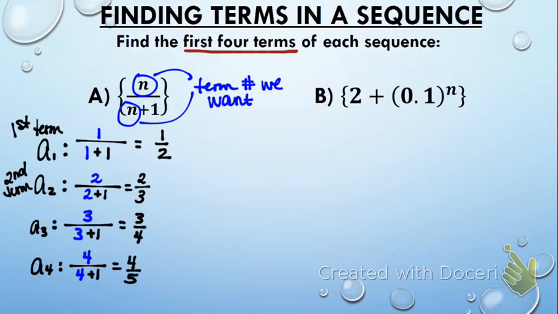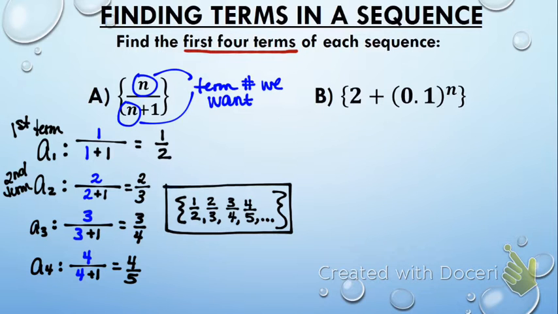So I could write out the first 4 terms in this sequence as 1/2, 2/3, 3/4, 4/5. I would not close the brackets right here. Why would I not do that? Because it goes on forever. I can close them after I put that ellipsis. That means it goes on forever. So there's my first 4 terms.